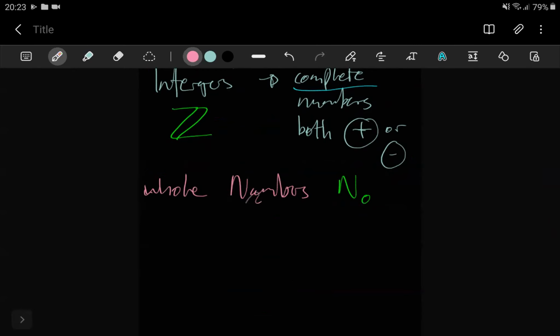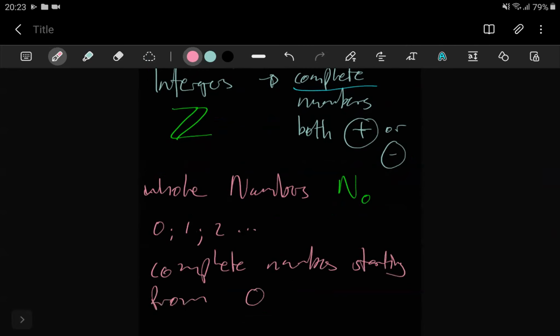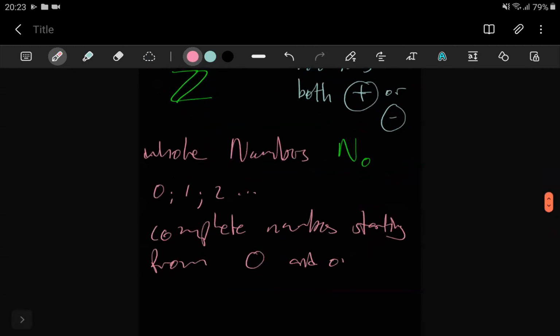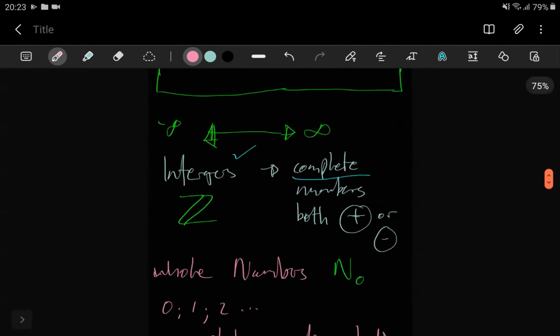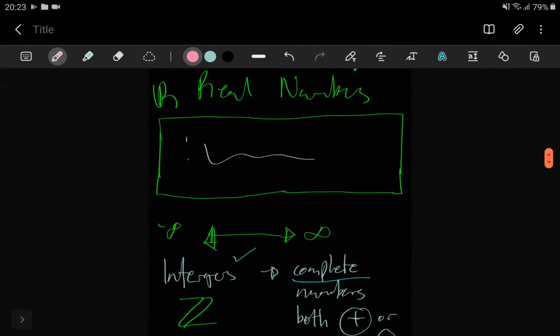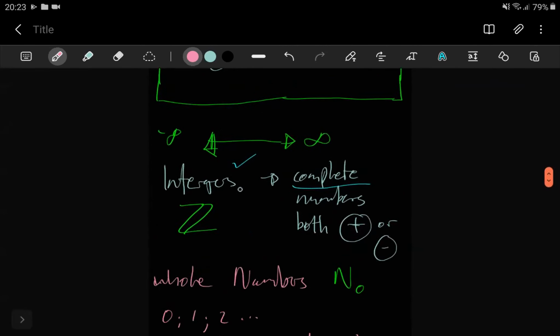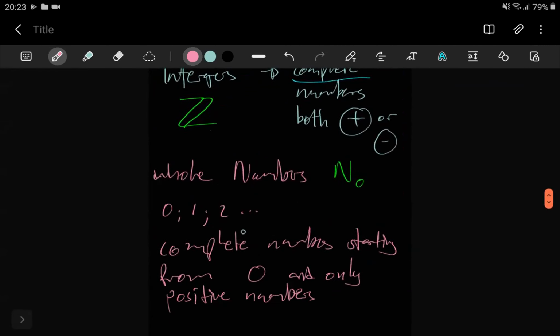This 0 is the one that reminds you that whole numbers start from 0. I mean, start from 0, 0, 1, 2, going on. So whole numbers are also complete numbers starting from 0, and only positive numbers. That's what whole numbers are. So obviously you can already tell that inside real numbers, you have integers. And then inside integers, you have whole numbers, because whole numbers are also integers, but only the ones starting from 0 going onwards.